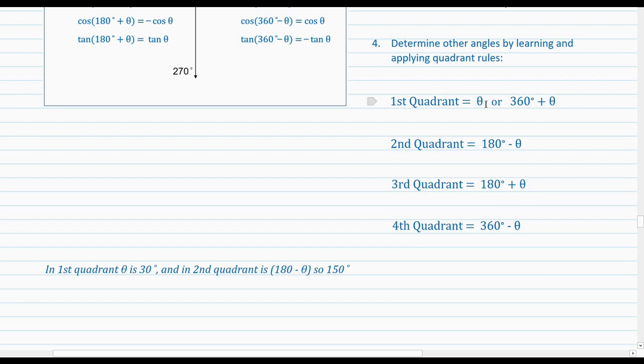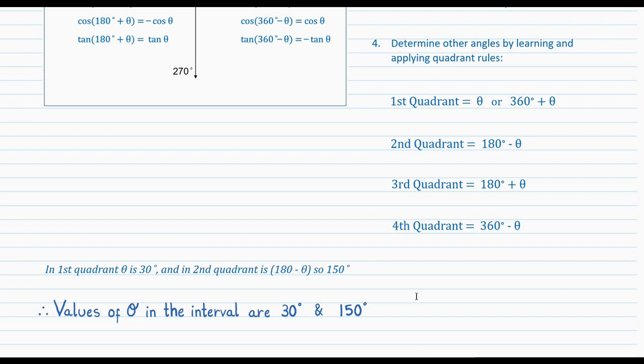So it would just be this theta rule and these rules for the other three quadrants. But anyway, to finally answer the question, the values of theta in the interval of 0 to 360 degrees that would satisfy sine theta equals 0.5 are 30 degrees and 150 degrees. Let's look at another example.